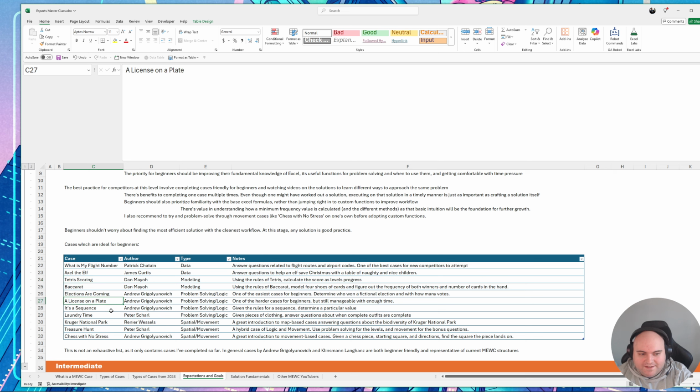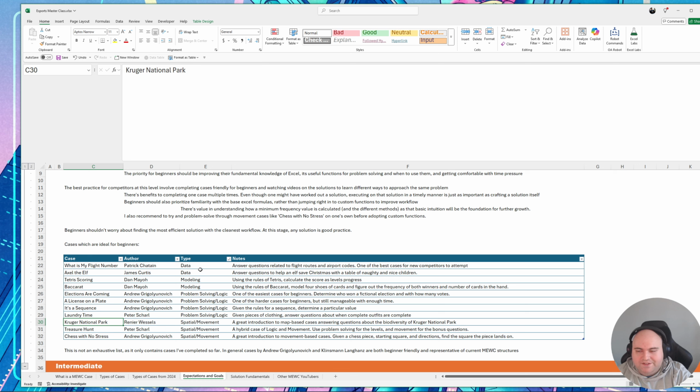Elections Are Coming, A License on a Plate, and It's a Sequence, all three by Andrew Griglionovich. Sorry. Good problem solving and logic cases, again, all great for beginners, especially It's a Sequence, a very interesting way to think through it. Laundry Time by Peter Scharl, one of my favorites. You're working with a lot of text, given pieces of clothing in text, and answering questions about when outfits are complete.